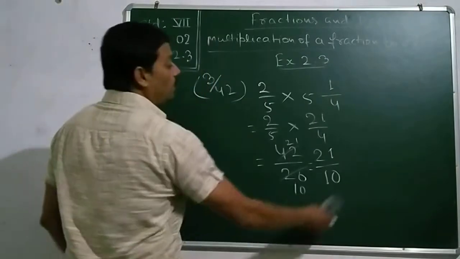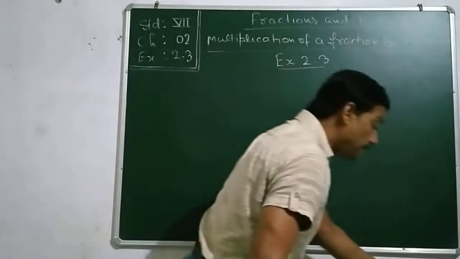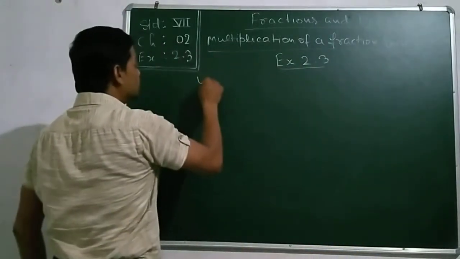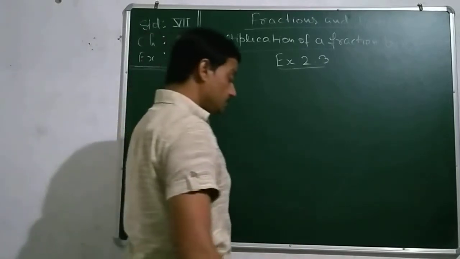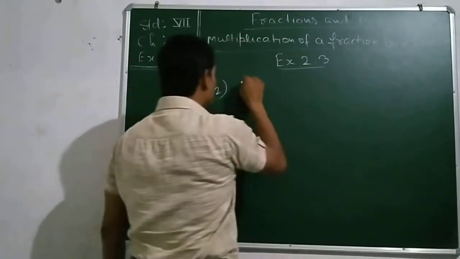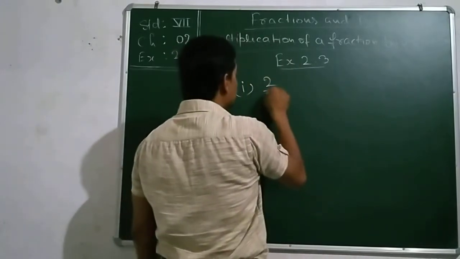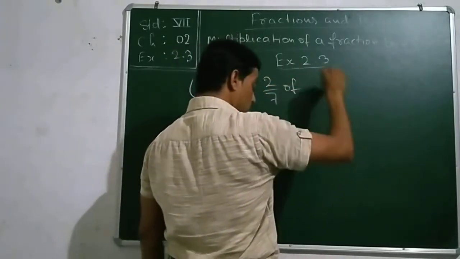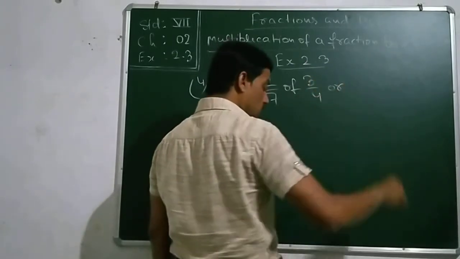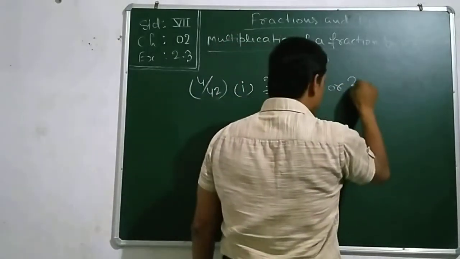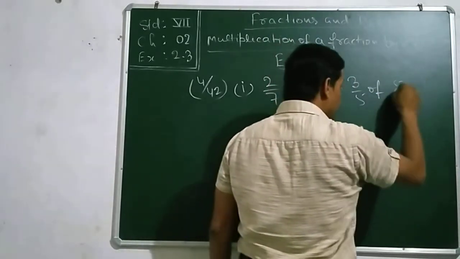In the 4 number sum, one comparison is being given. One sum I am solving for your convenience. 2 by 7 of 3 by 4, or 3 by 5 of 5 by 8.